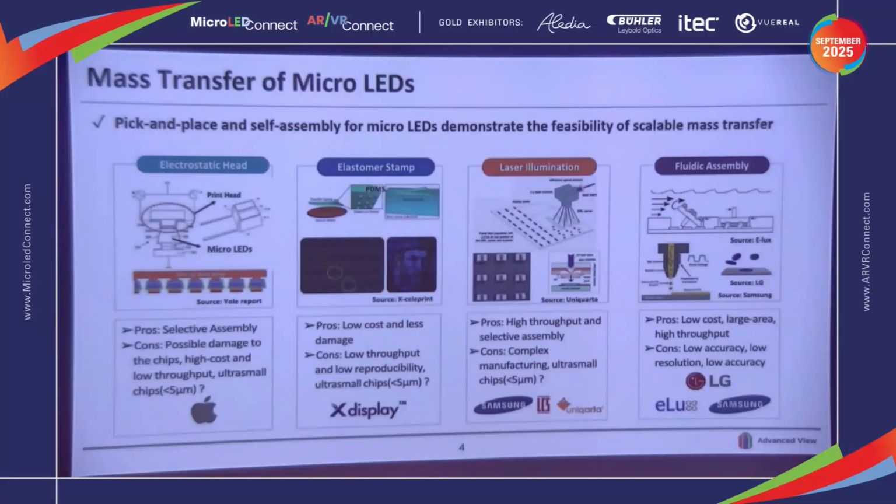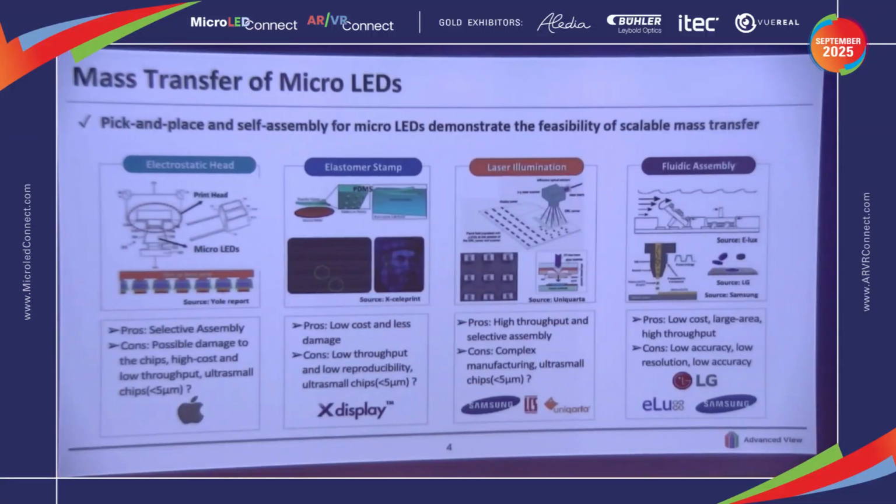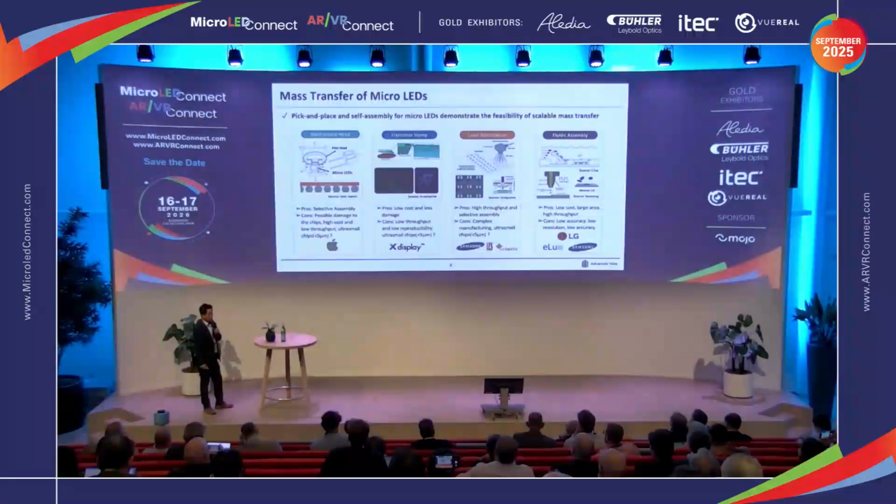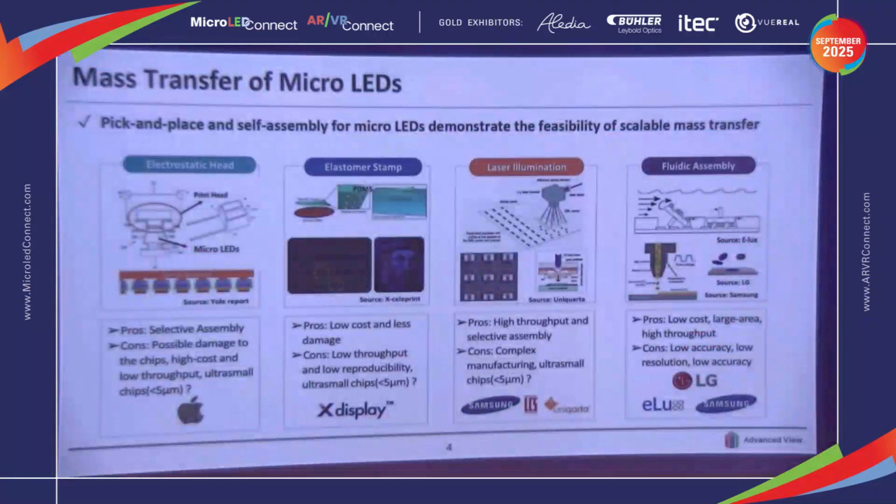There are some conventional approaches, using pick and place and the electrofluidic process. They can use the electrostatic head to pick up the micro-LED from the substrate and move it to the donor substrate, which is going to be the display backplane, and they can use the elastomer and laser illumination, which was presented by the previous speakers. Also the fluidic process: eLux and Samsung, LG have demonstrated the possibility of the fluidic process.